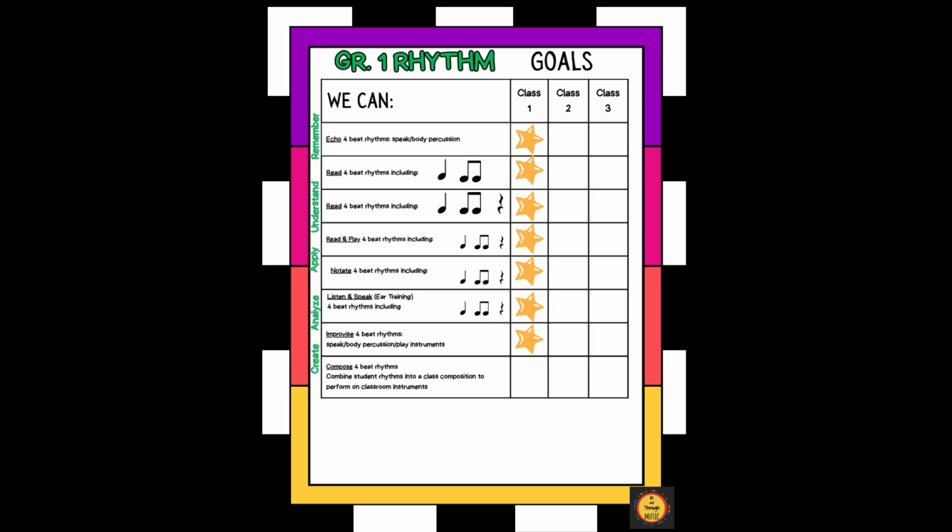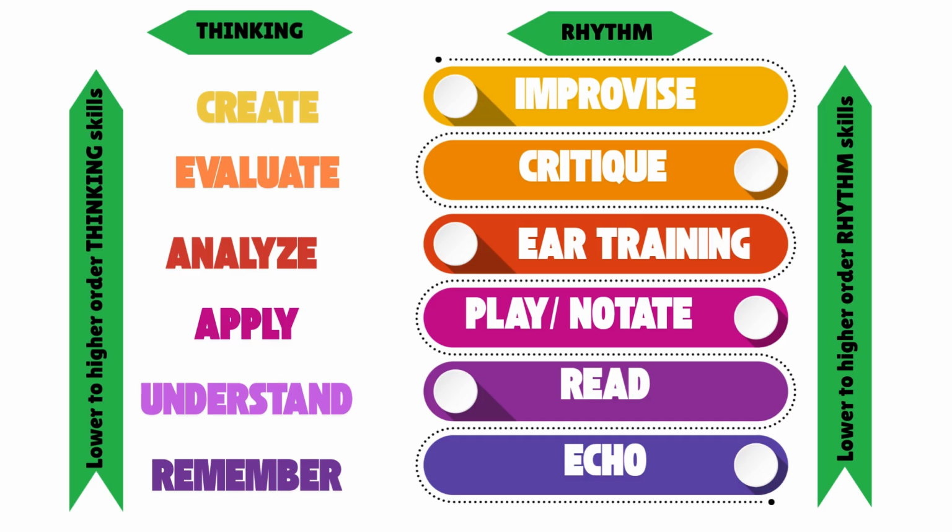As you can see, students have been accumulating stars on their chart as they're building their rhythmic skills, and we've arrived at the last row of our chart, which is the highest order thinking skill, creation. And in rhythm, I really focus on improvisation at this stage. Composition is also an example of creation. And it's so very exciting to see what kind of music students can create on their own once they've achieved this highest order thinking skill, creation.